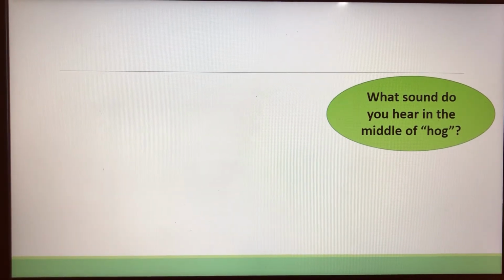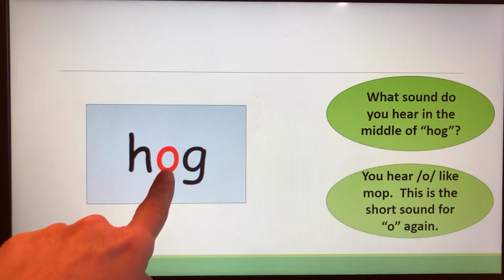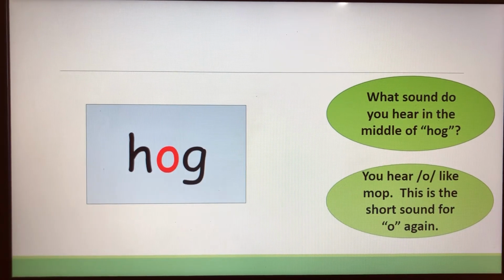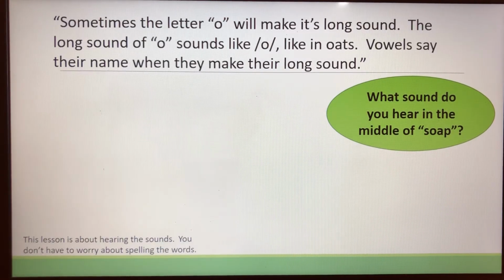What sound do you hear in the middle of the word hog? Hog. You're right, you hear ah. You hear ah like in the middle of the word mop. This is the short sound for O again. Sometimes the letter O will make its long sound. The long sound of O sounds like O, like in oats. Vowels say their name when they make their long sound. So O says O when it makes its long sound.